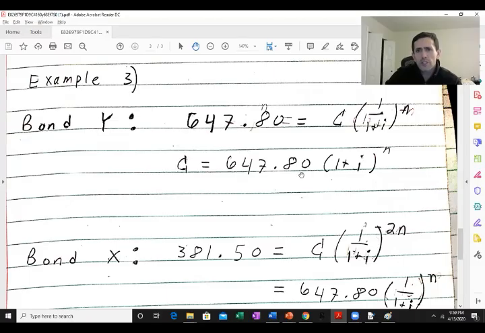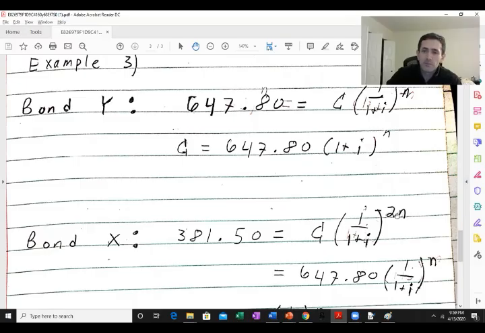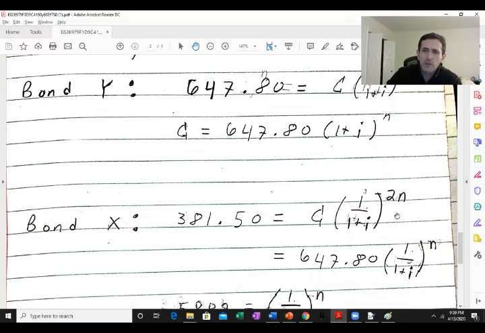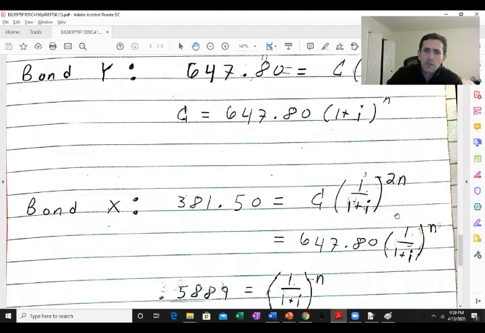So it's $647.80, 1 plus i to the n, times 1 over 1 plus i to the 2n gives you $647.80, 1 over 1 plus i to the n. Okay. So now I can solve for 1 over 1 plus i to the n by just simply taking this number here, dividing by 647.80.